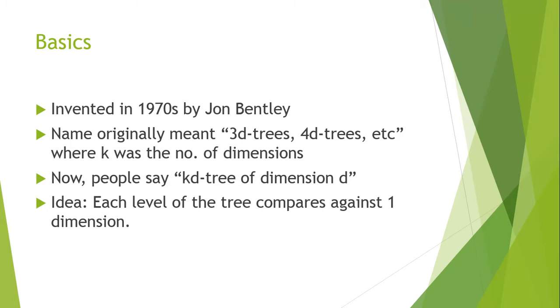The k in KD tree, the k-dimensional tree, is actually the number of dimensions. You can substitute k with any number of dimensions that you want. For example, 3D trees, 4D trees, 2D trees, any number of dimensions, and it can search for points in those dimensions very easily. The basic idea is that each level of the tree compares against one dimension and progresses downwards until we find what we are searching for.